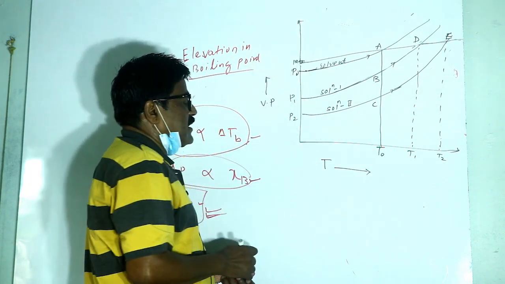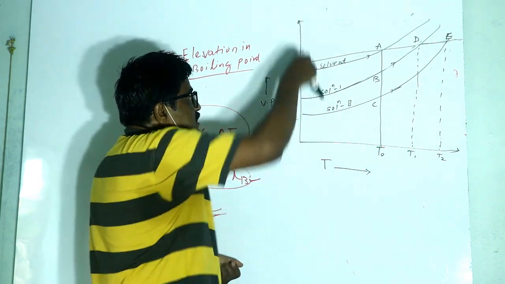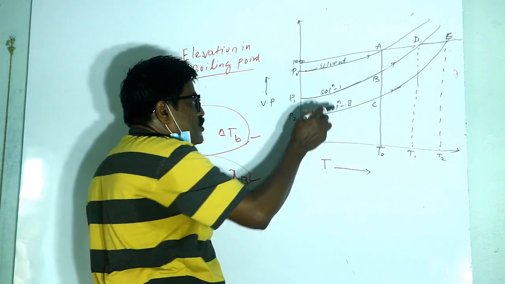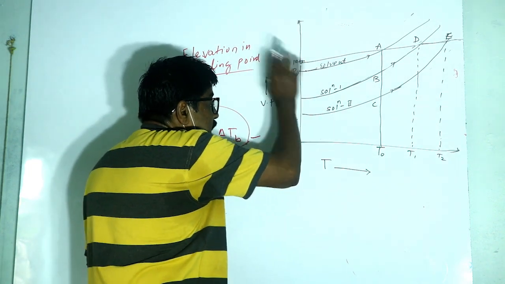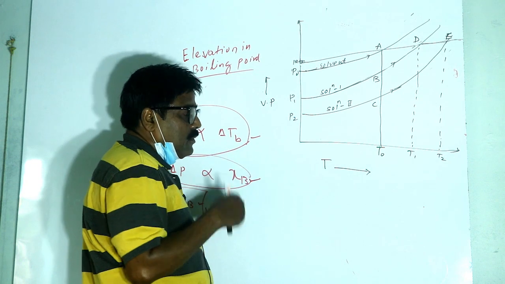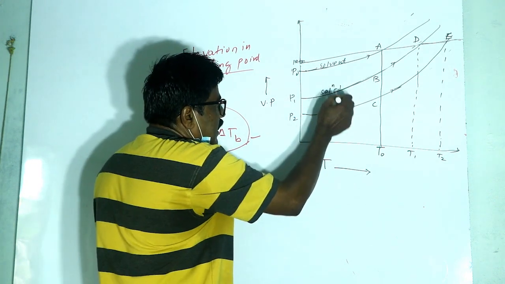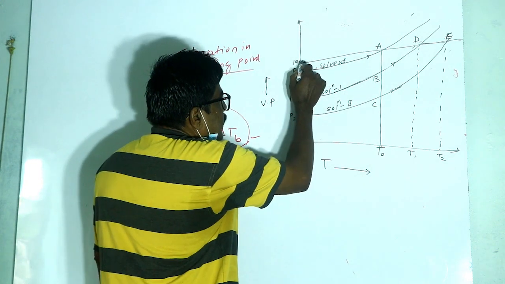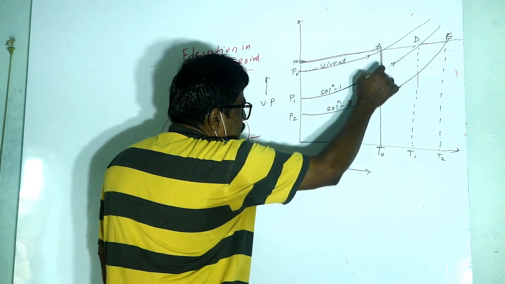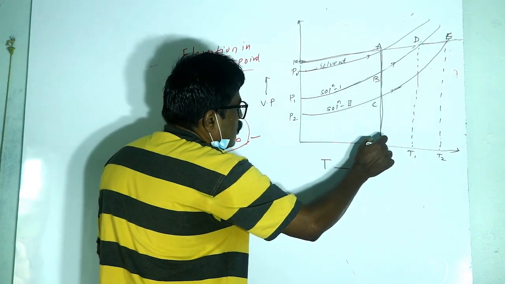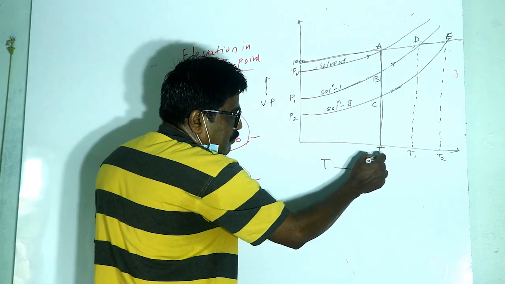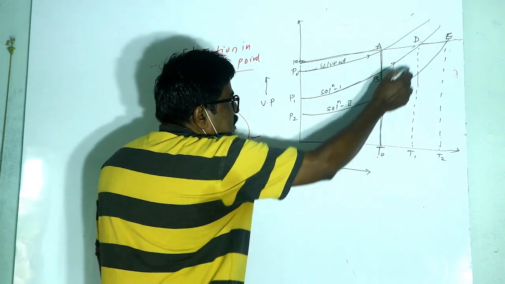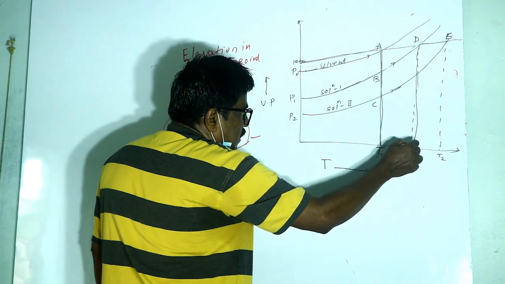That means the atmospheric pressure is there. The solution has to have the same vapor pressure as the 1 atmosphere pressure, for solution 1 and solution 2. At 1 atmosphere pressure, the temperature related to this is the boiling point of the pure solvent, and this is the boiling point of solution 1, and this is the boiling point of solution 2.